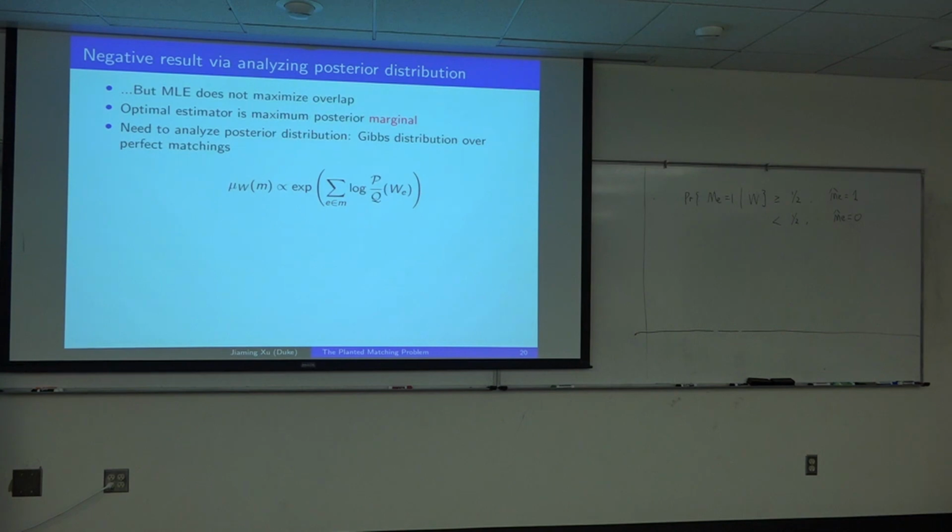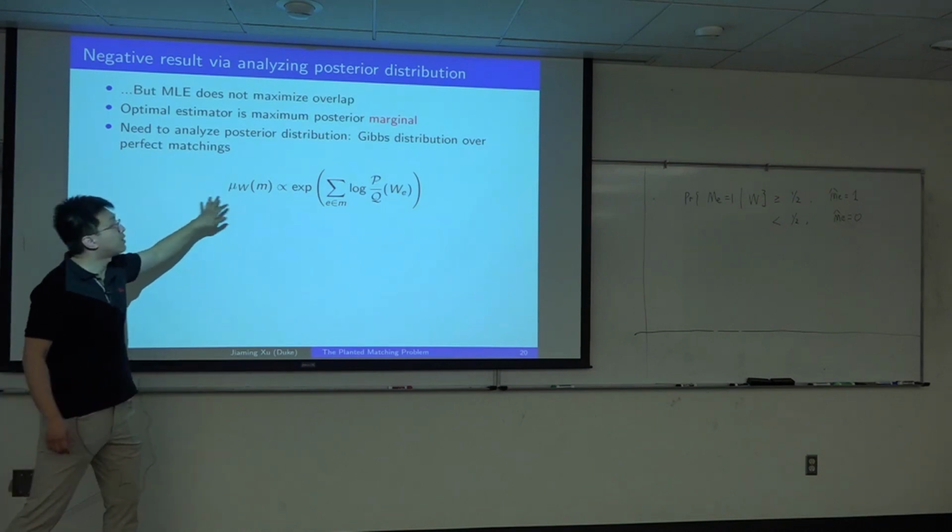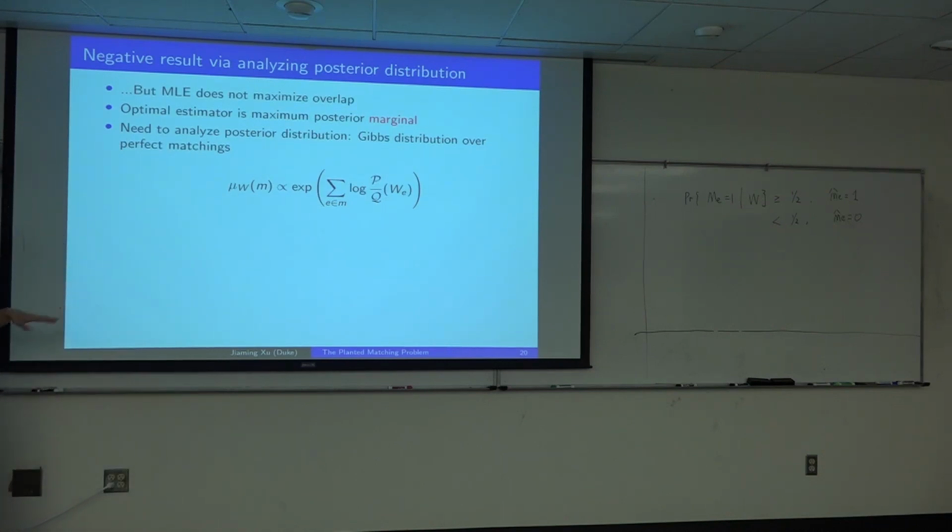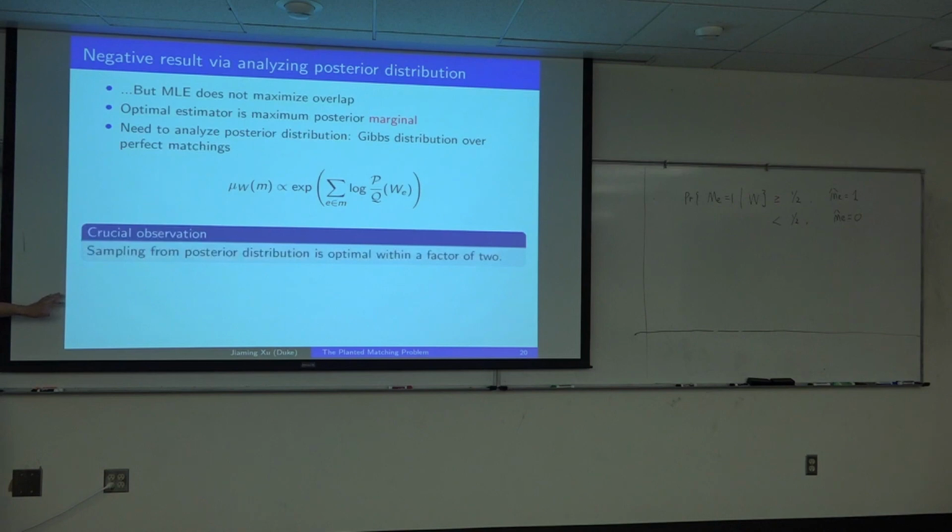As you can see, one difficulty of directly analyzing the maximum posterior marginal is that you need to do marginalization. You need to sum over all these different possible matchings. That often requires an n factorial, or close to n factorial, summation. So that's why it's difficult to directly analyze the optimal estimator.